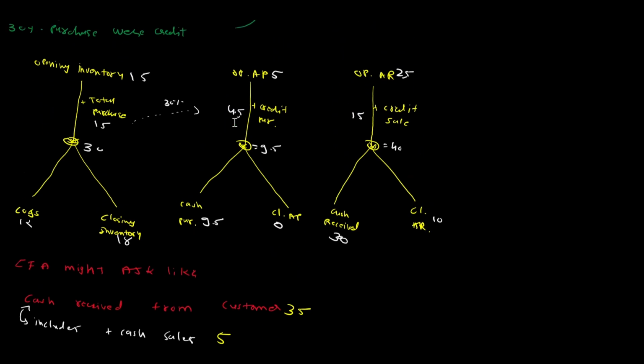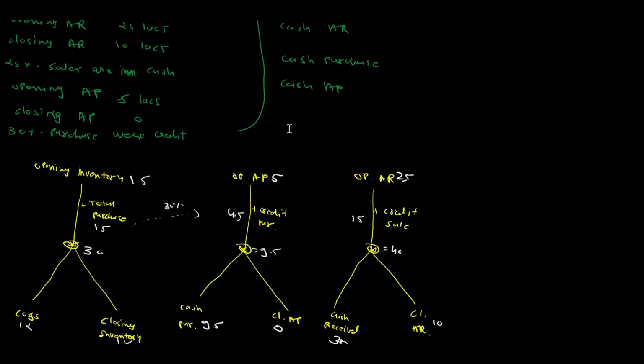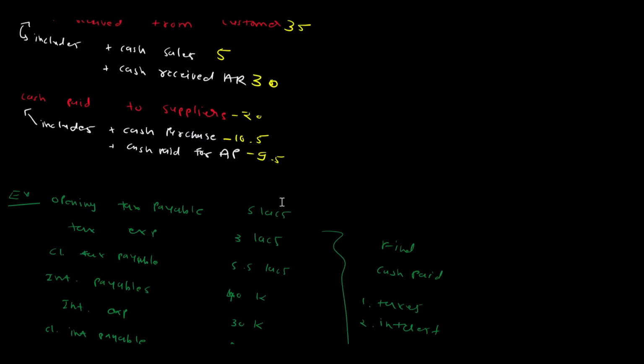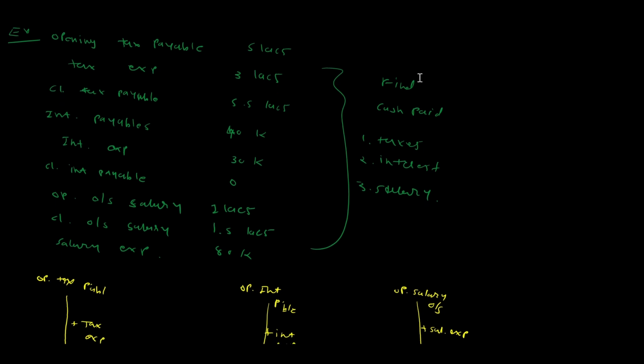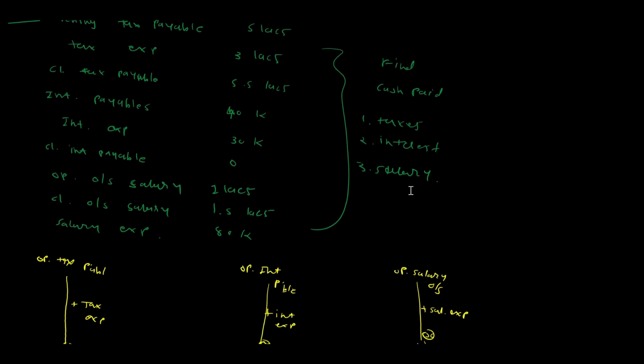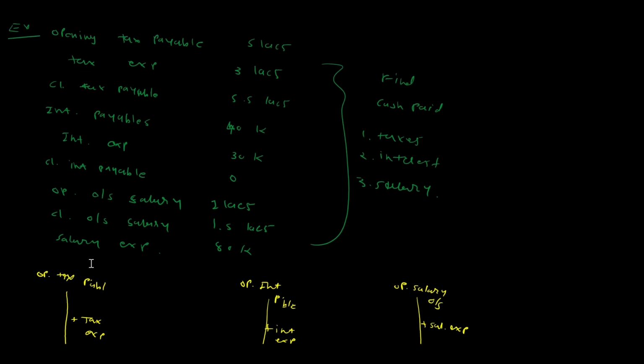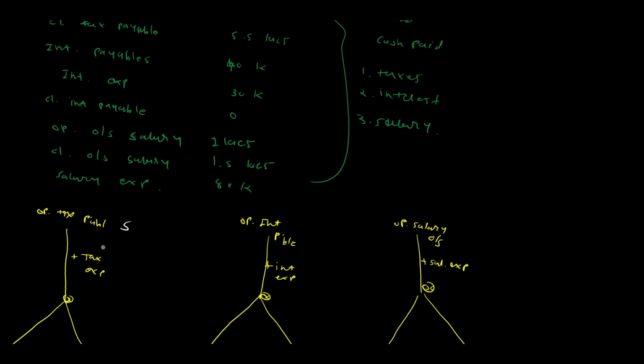You can solve this type of question by the inverted Y. Let's practice another one. Here it asks to find the cash paid for taxes, interest, and salary. So let's do it. Opening tax payable is 5 lakhs. Tax expense is 3.